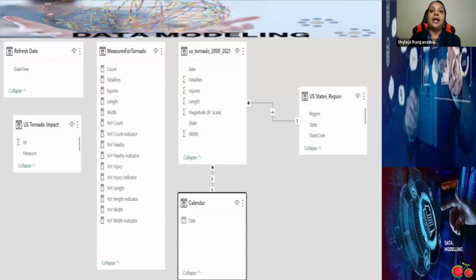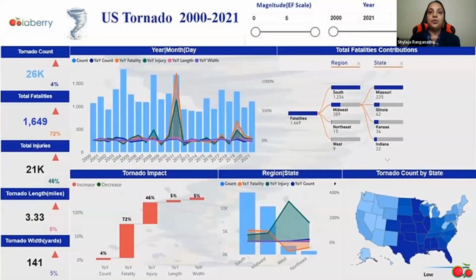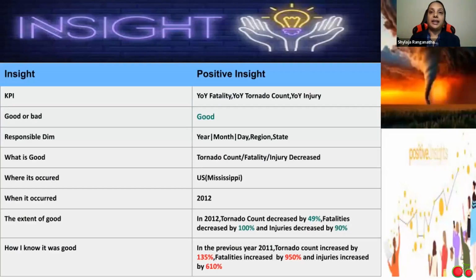Now, this is my data model. I have my Excel source where I got my tornado data. I have my state region table to add the state dimension to it. I have my calendar table. I have my tornado impact table, which I have created mainly for the waterfall chart for my sub KPIs. Then, more importantly, I have my measures for tornado, which acts like a fact table. Here I have used complex DAX formulas, and these measures I have used in my KPIs and my sub KPIs.